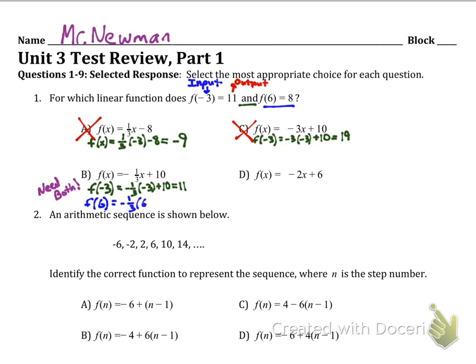So f of 6, negative 1/3 times 6 is negative 2. Negative 2 plus 10 is 8. So we have our answer. That is the correct answer.